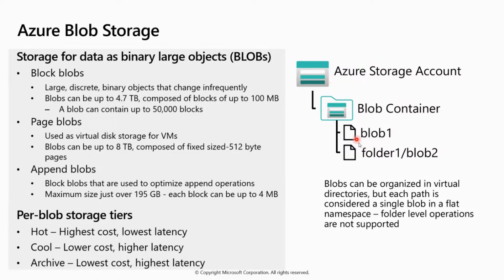If you observe, it will have a hierarchy, and blobs can be up to 4.7 terabytes, composed of blocks up to 100 MB, and a blob can contain up to 50,000 blocks. These blobs, binary large objects, are of different types: block blobs, page blobs, and append blobs. Page blobs have 8 TB and 512 byte pages, and append blobs are just over 195 GB, and each block can have up to 4 MB.